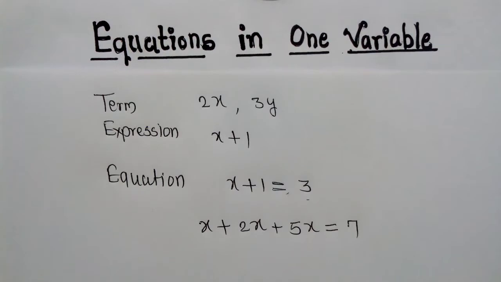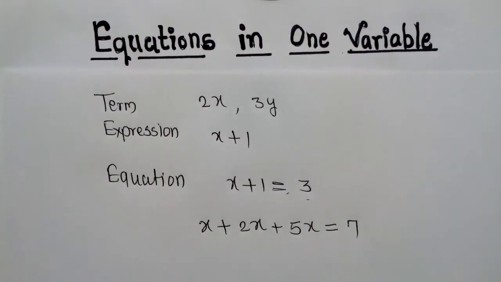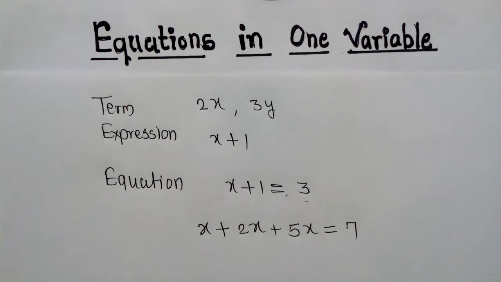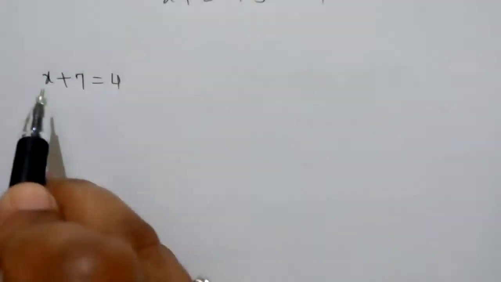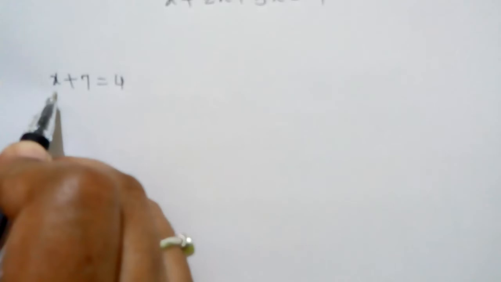So this is a very short introduction about this topic. This topic is new for you. Now we will see how to solve an equation in one variable. Okay. So here I have taken one example. x plus 7 is equal to 4. This is an equation. So we have to solve this equation to get the value of x. When we solve it, we will get the value of x.